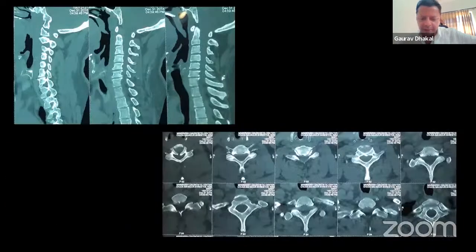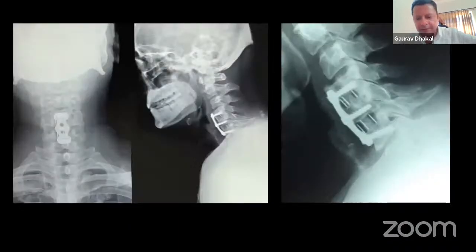So I went ahead and did a two-level ACDF, did a good decompression, and then observed the patient. Fortunately, most of the symptoms started dissolving, and the patient started ambulating also. It's been around 4 years now. The patient has significantly improved. However, the majority of the hand function at C5, C6 level has not returned. Maybe that is due to the myelopathic changes in the cord. So this is what I did, and I've still not done the posterior surgery till now.